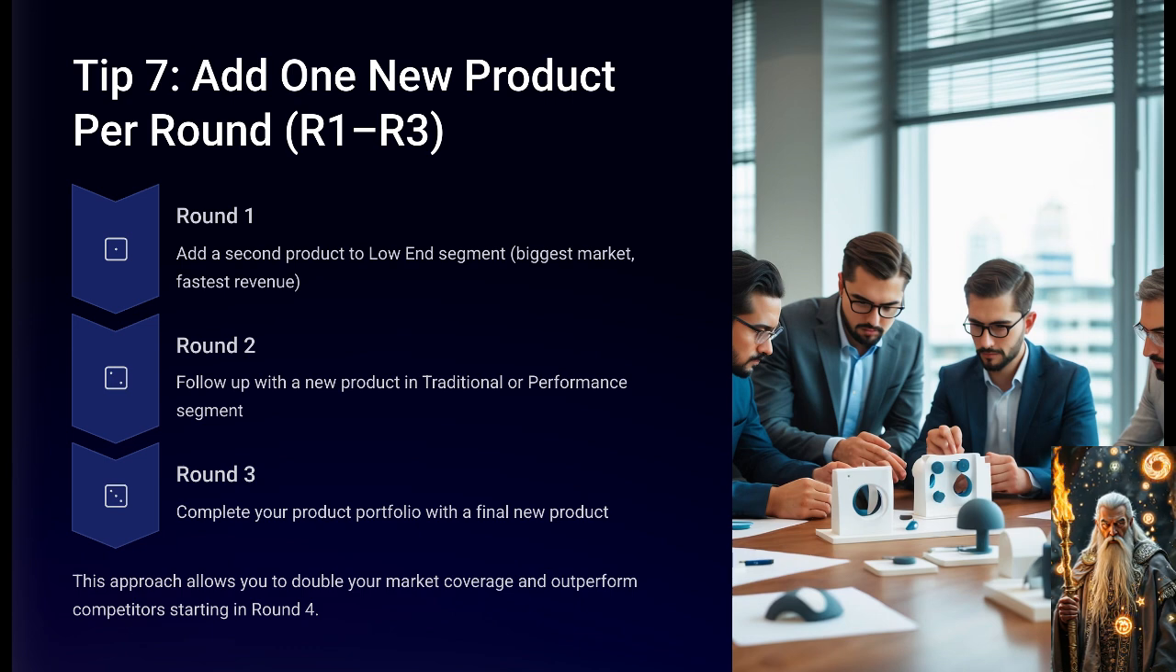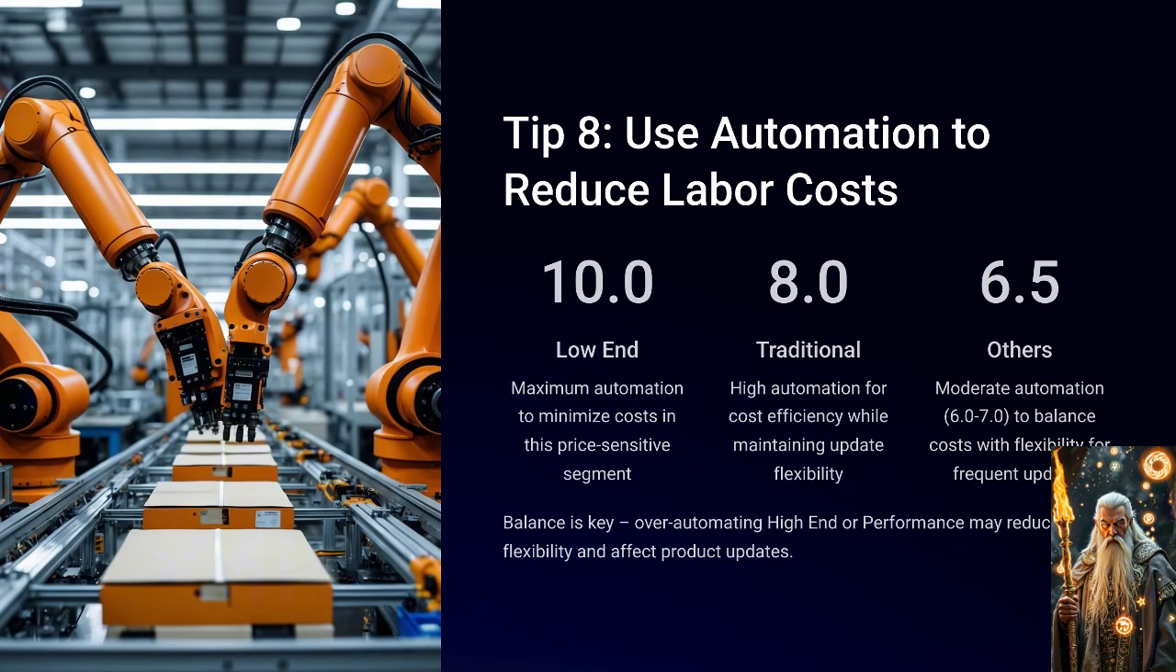Tip 8, use automation to reduce labor costs. Every point of automation reduces labor costs and increases margins. Target levels by round 8: low end 10.0, traditional 8.0, others 6.0 to 7.0. However, balance is key. Over-automating high end or performance may reduce flexibility and affect product updates.